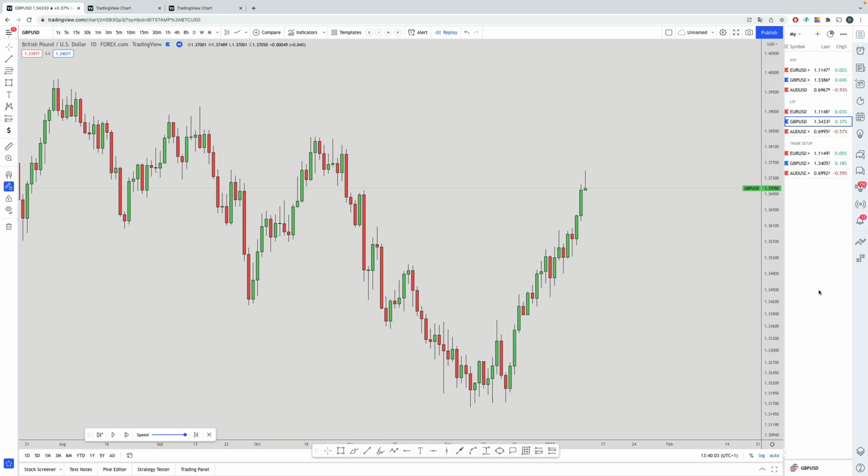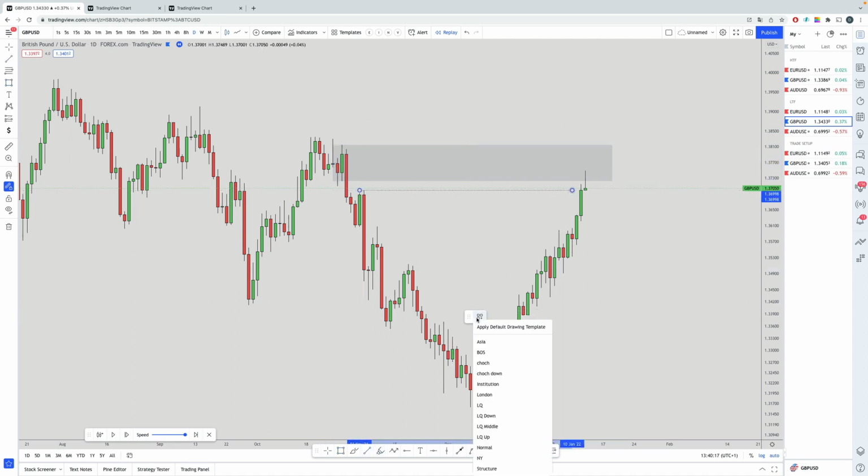Now I would say we're going to go over some examples, and here on GU I'm starting with the daily time frame where we can spot this supply zone. Then I can see here pretty nice liquidity, which can help us to see the price dropping very soon.